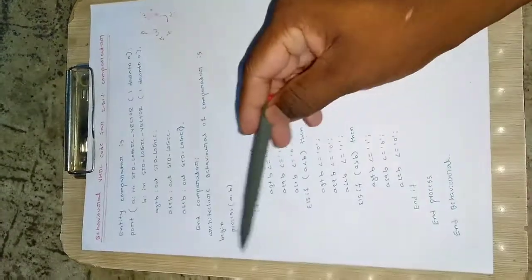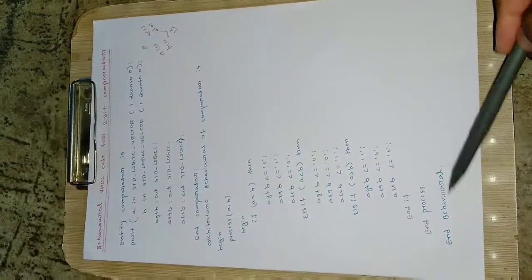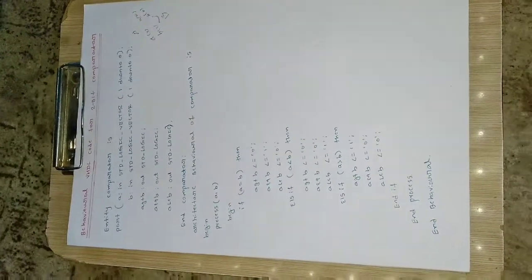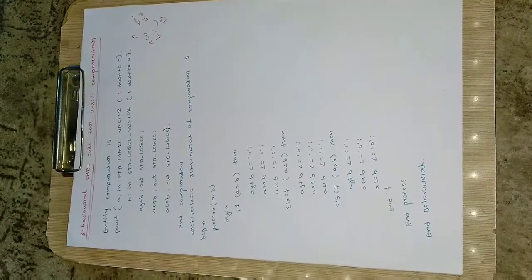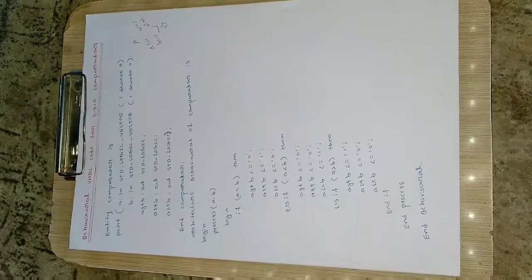The behavioral module you started here, now end this behavioral module. So end behavioral. Like this we can write a simple code for a 2-bit comparator with the help of the truth table and if else if statements.